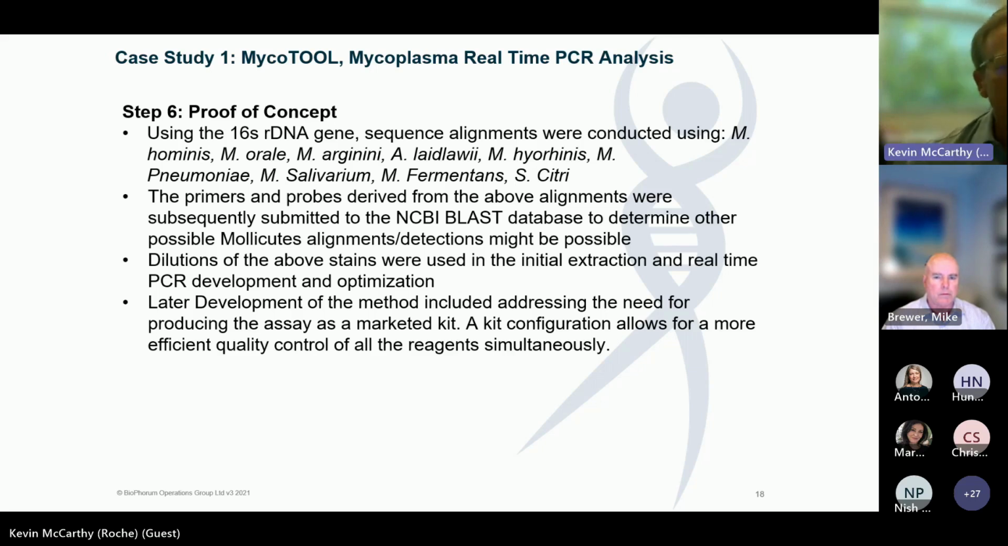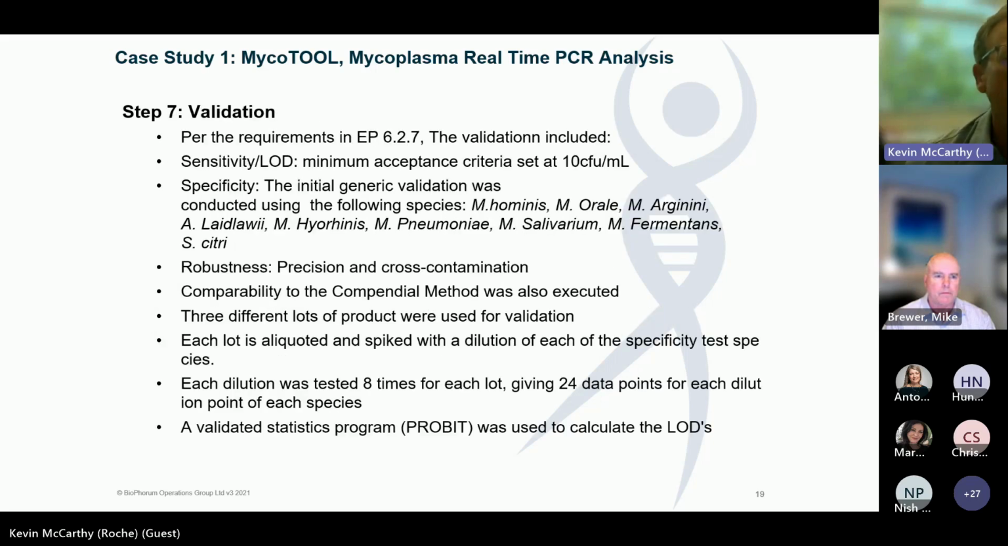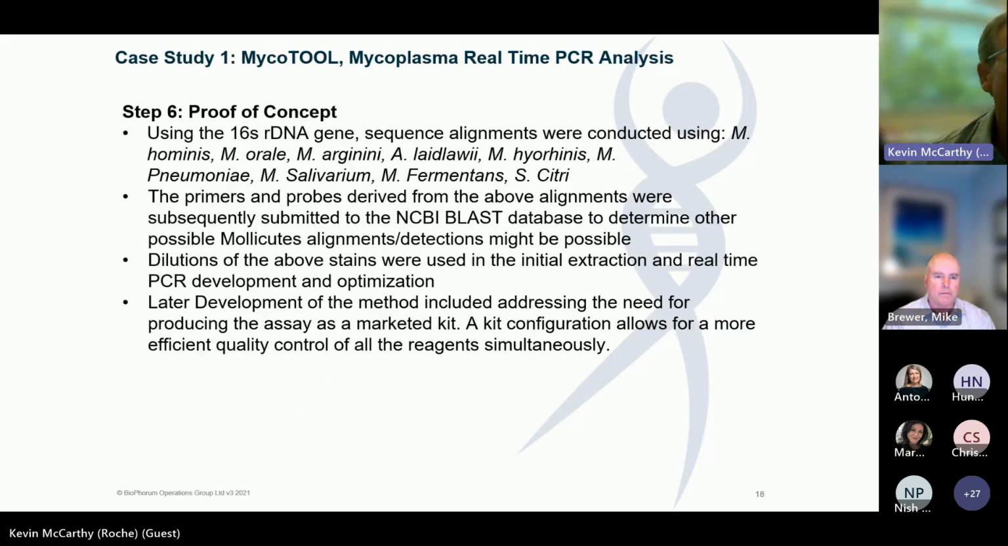Okay, so we took dilutions of the above mentioned strains, just the ones that we identified in the first bullet comment. We took dilutions of those strains and did initial extraction and real-time PCR development and optimization using the extracted DNA. Later development of the method included addressing the need for producing the assay as a marketed kit. A kit configuration allows for more efficient quality control of all the reagents simultaneously.